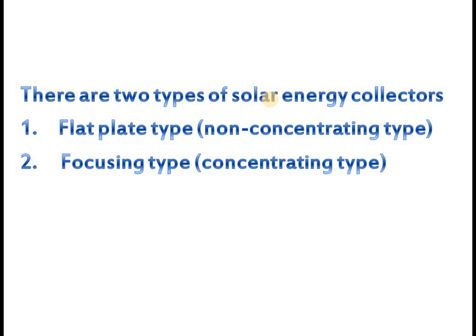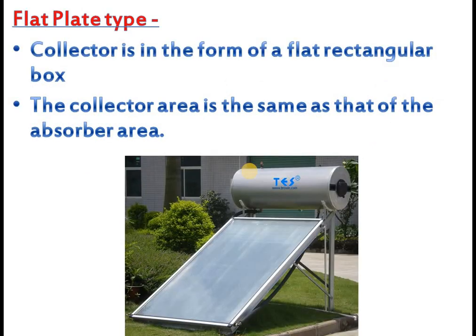There are basically two types of solar energy collector. The first one is the flat plate type, which is what we have seen in the previous slide. This flat plate is also called a non-concentrating type. Concentrating means collecting together; non-concentrating means not collecting together, so it is diverged or spread along. We will see in detail what non-concentrating means. The second type is called the focusing type, also called the concentrating type. Let us see in detail what the difference is.